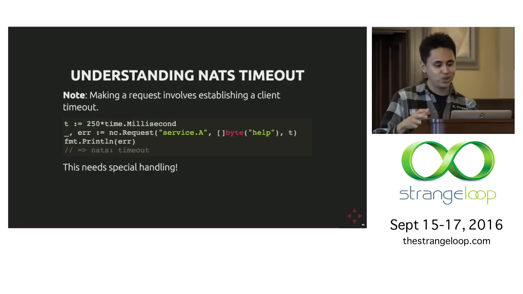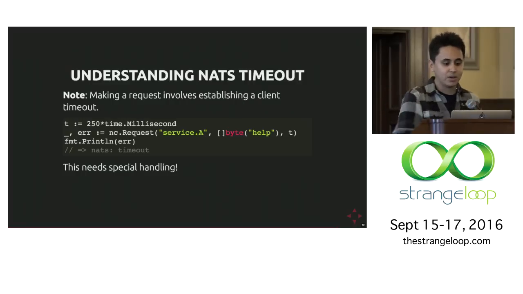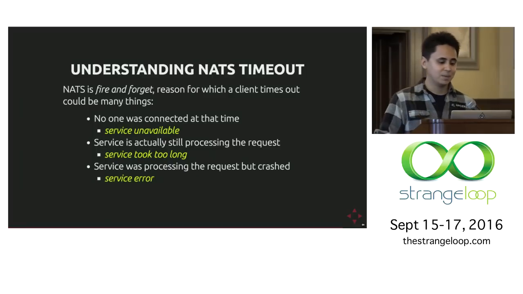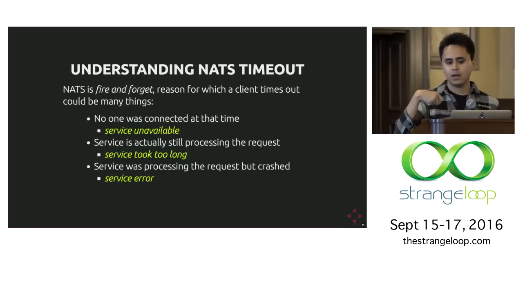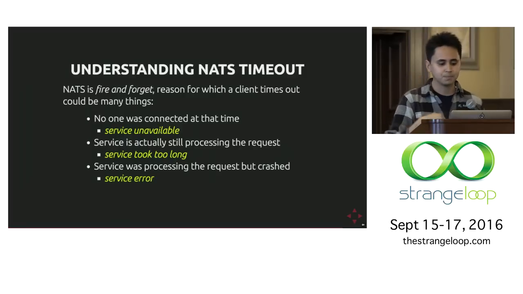And something important to note here is that since this is a messaging system, you need to be more careful with the error handling. The reason why something failed could be many things. From the client side, you're only making a request and expecting a single response, and let's say that you hit the timeout. This could have occurred for a number of reasons. It could have been the case that the service was unavailable at that time, and there was no one really connected into the system. Or maybe it did receive the request, but the service took too long to reply back. Or maybe it was processing the request, but it crashed while handling this. So we need to be more careful about how to do error handling in these cases.